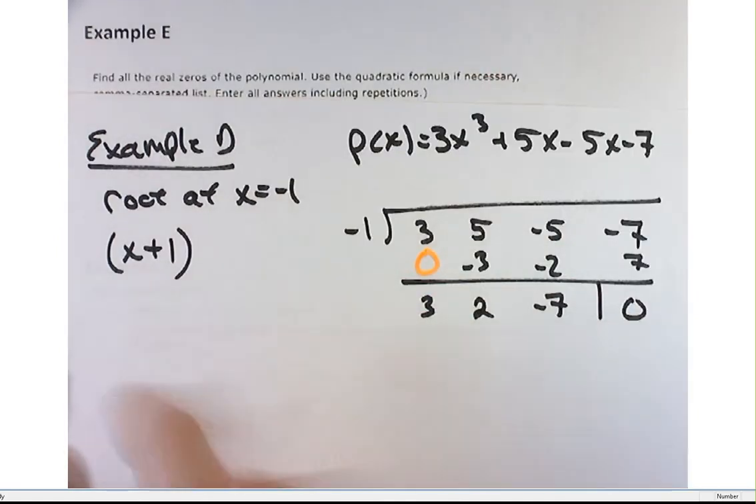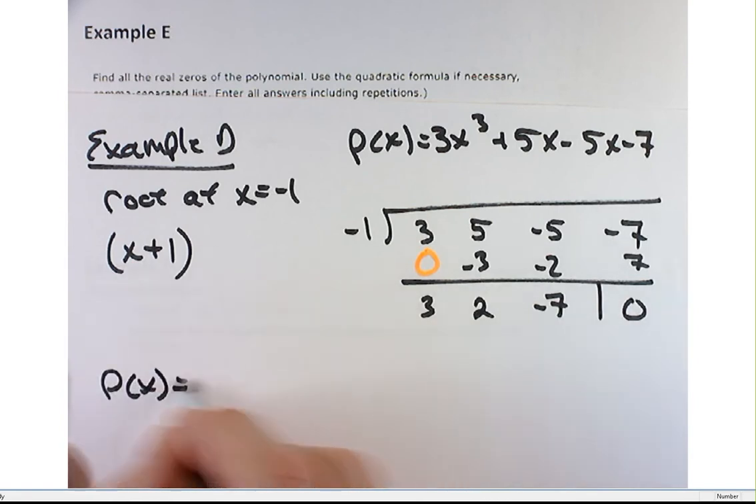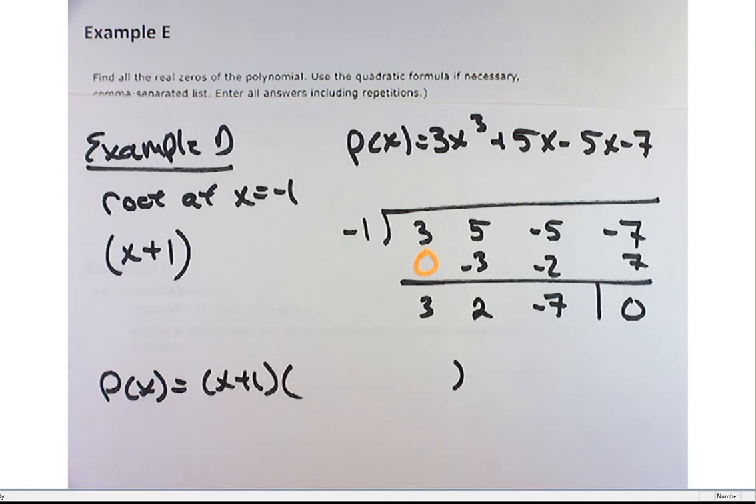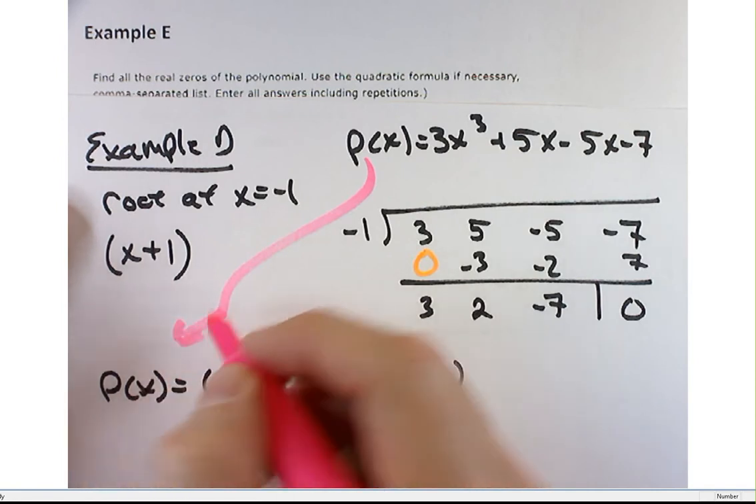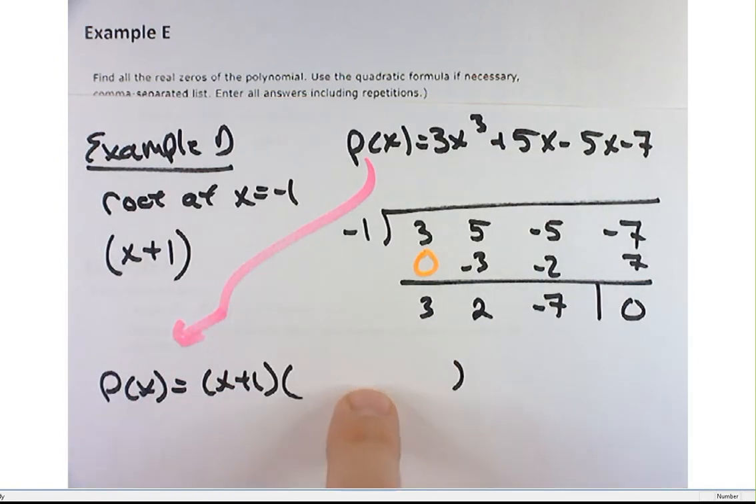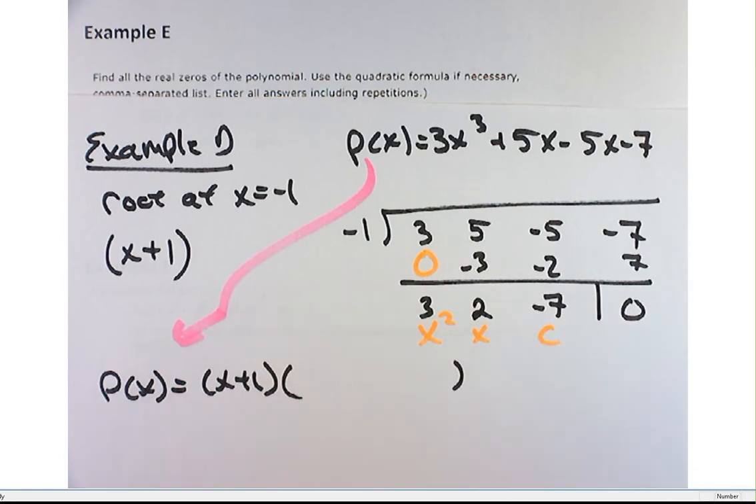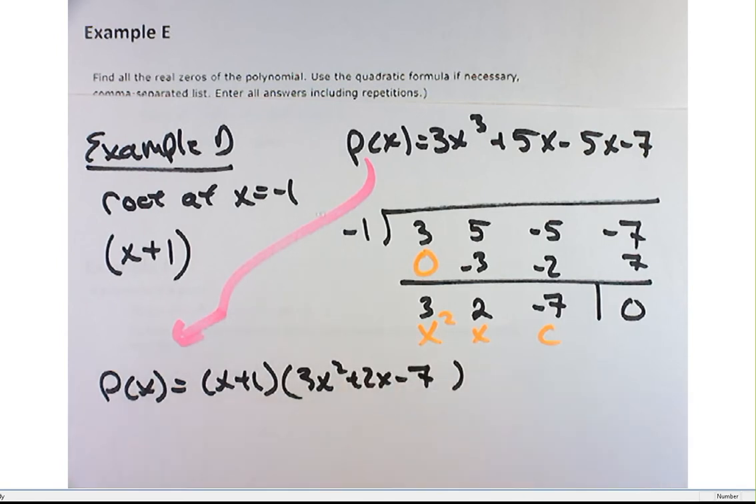This allows me to rewrite P of x as x plus 1 times something. Somebody fill in for me what that something is. 3x squared plus 2x minus 7. Good. It's just coming directly from here. That's your coefficient of x squared, x, and your constant term.